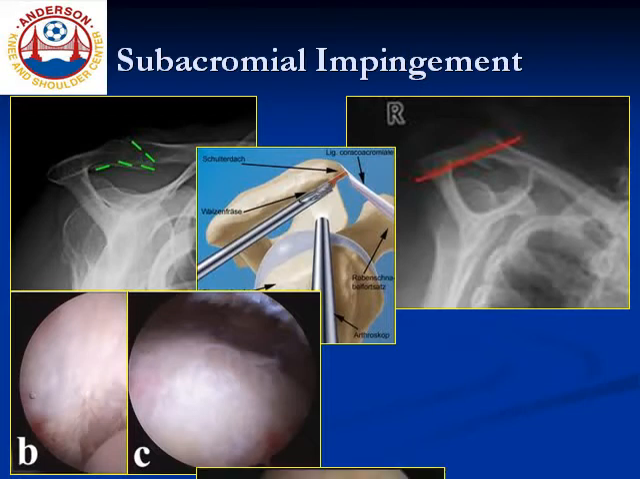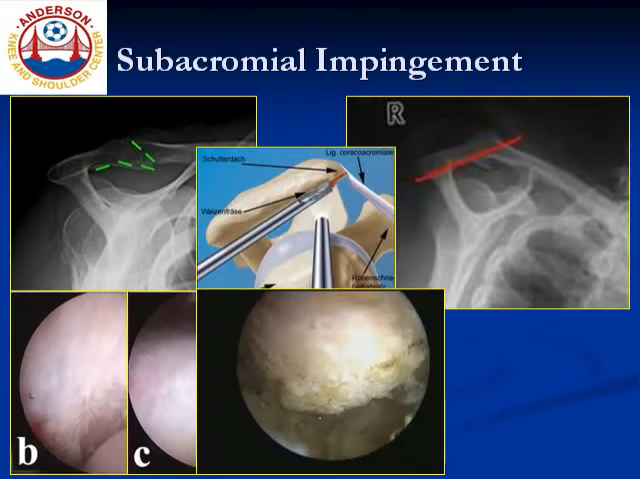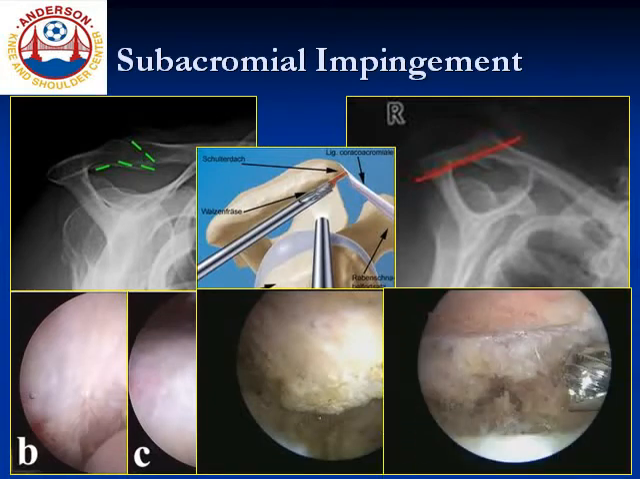If you look back at the undersurface of the acromion and then remove that frayed soft tissue, you can see this spur. Once the spur is visualized, it can be removed with the arthroscopic bone burr.